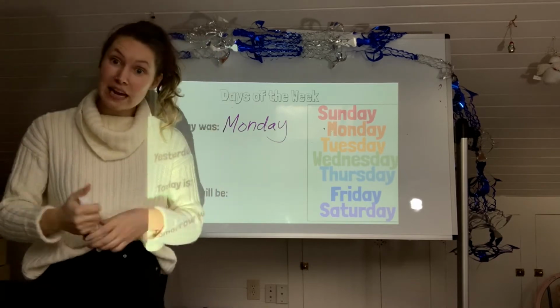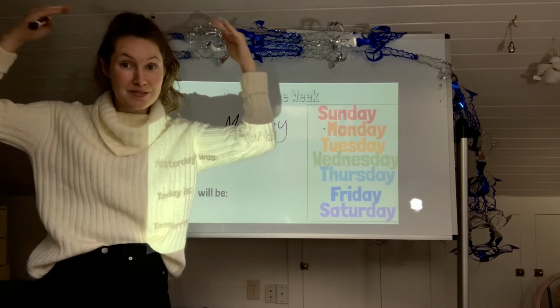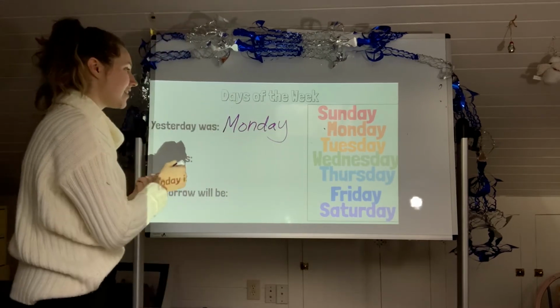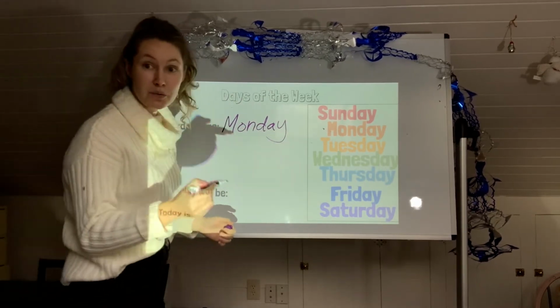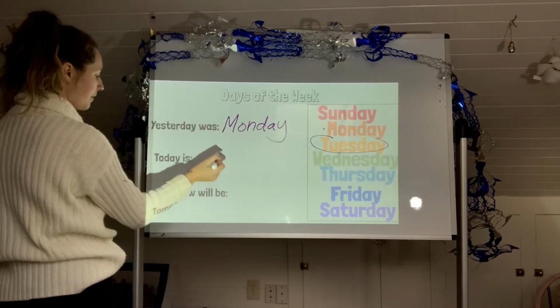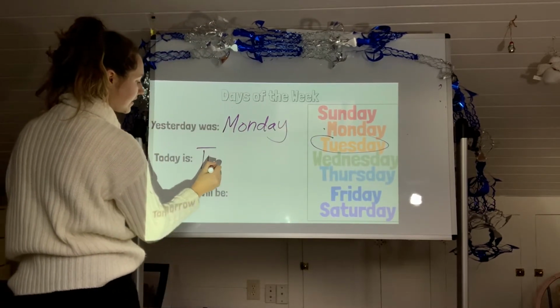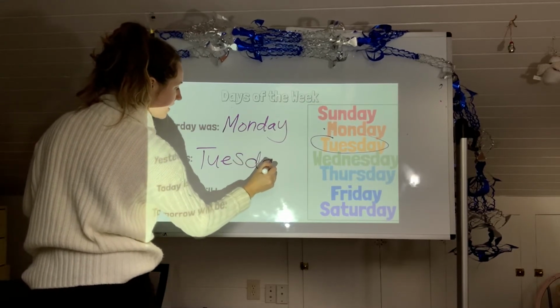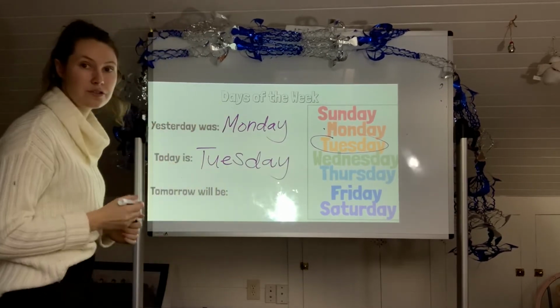Now, if yesterday was Monday, that means that today is Tuesday. Very good. So we're going to circle Tuesday on our calendar mats, and I'm going to write it under today is Tuesday. Starts with a letter T. Tuesday.